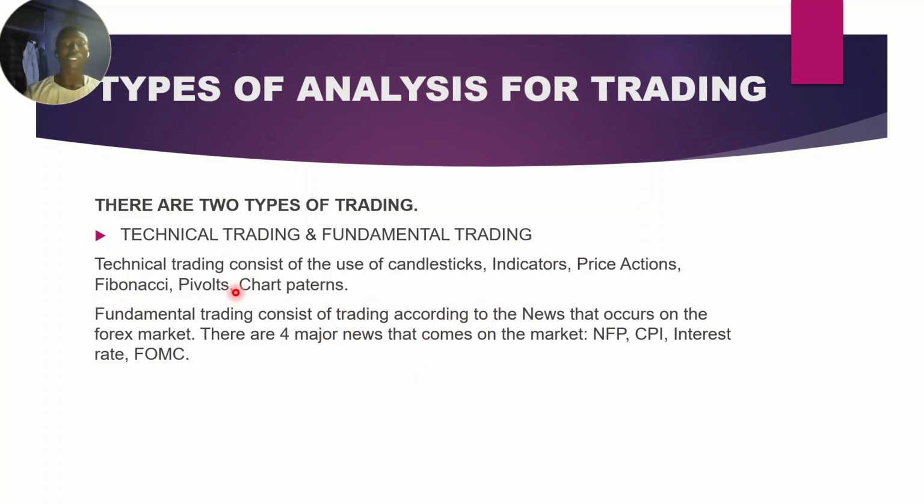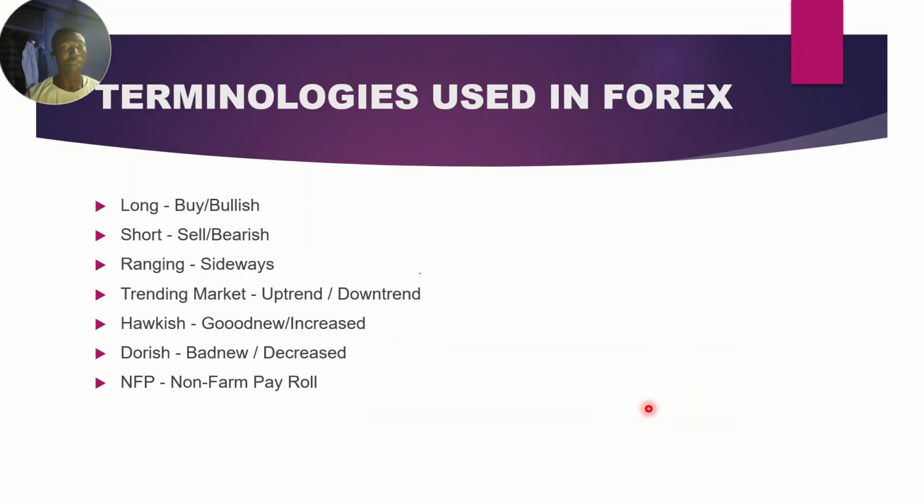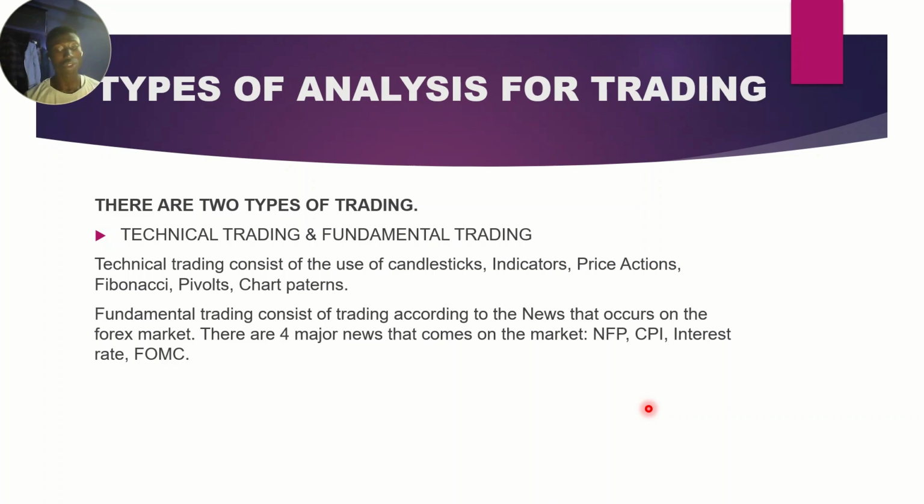Technical trading consists of the use of candlesticks and indicators. Somebody may ask, what is a candlestick? Candlesticks are those red and blue bars that you're going to see on your chart. When you open your chart right now, that's what you're going to see. That is a candlestick. This is a chart, but you're going to see candlesticks very soon. If you don't know candlestick, better go and check candlestick.